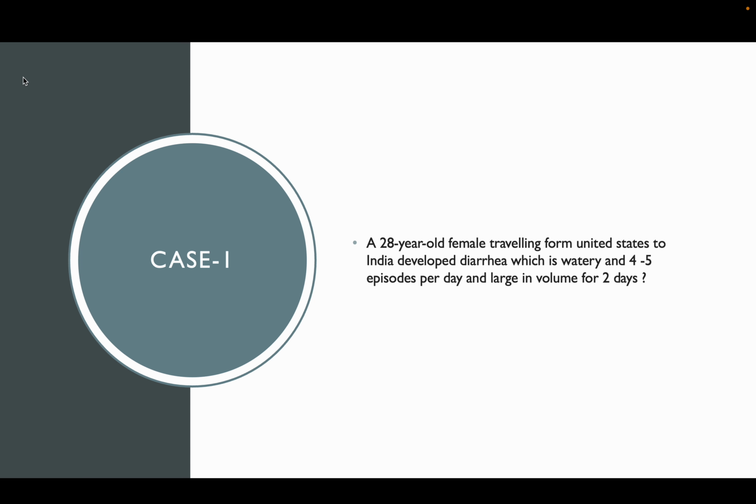A 28-year-old female traveling from the United States to India developed diarrhea which is watery, 4 to 5 episodes per day, large volume, for 2 days. When we go into the symptomatology of diarrhea, we need to understand two different things: whether it is small bowel or large bowel diarrhea. What is small bowel diarrhea? Small bowel diarrhea is a large volume diarrhea where the frequency is less and it is not associated with tenesmus or pain, or generally with blood.